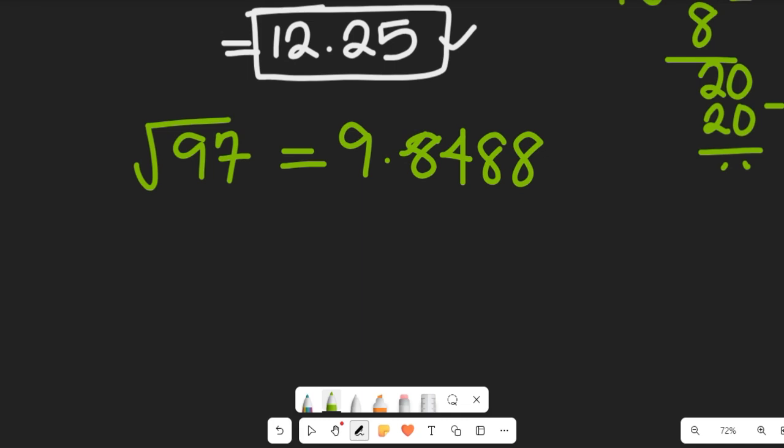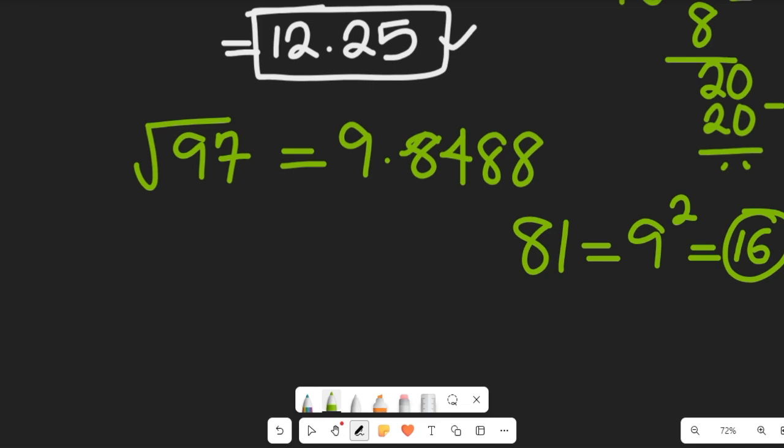Which perfect square do we have that can be close to 97? If we look at one that is lower than 97, we'll have 81, right? 81 is going to give us 9 squared. And 81 is very far from 97, because 97 minus 81 is going to give us 16, right? Which is very large. So we're not going to do that.